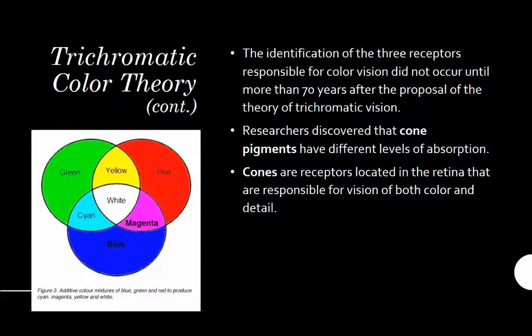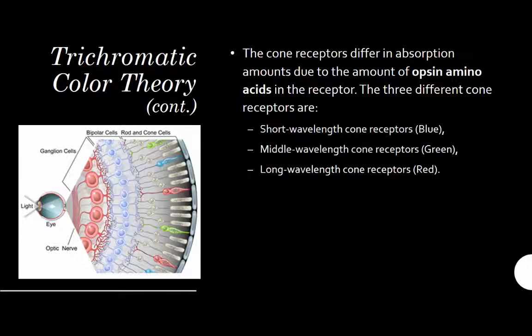Okay, but it needs to be bright in order for you to be able to really do a good job of differentiating between these. The cone receptors differ in absorption amounts due to the amount of opsin amino acids in the receptor. Now, you're not going to be responsible for that, so don't worry about that term. I'm just trying to give you a picture. The three different cone receptors are the short wavelength cone, what we call the blue cone, the middle wavelength cone, which is known as the green cone, and the long wavelength cone, which is known as the red cone.